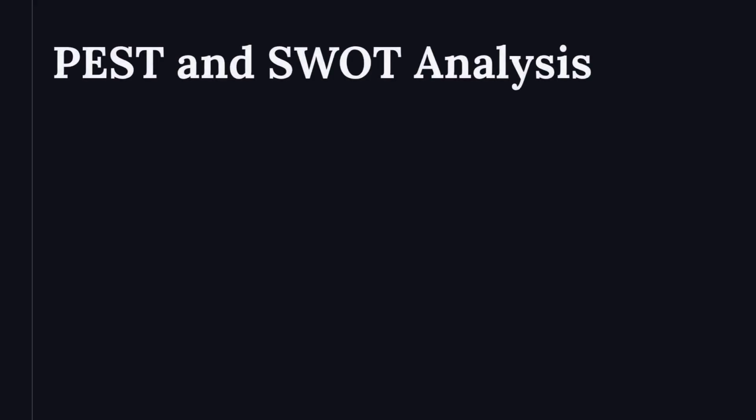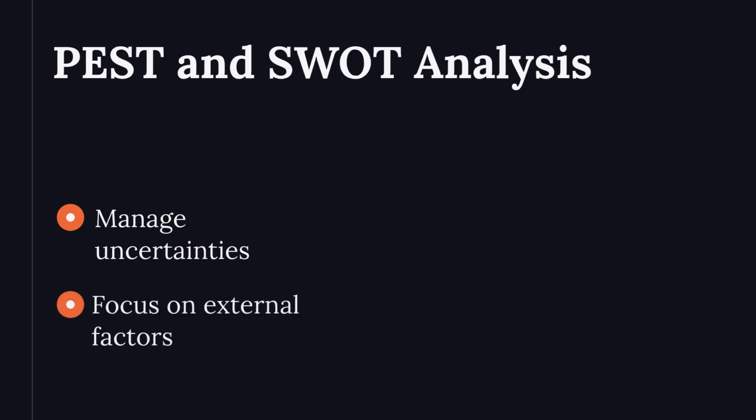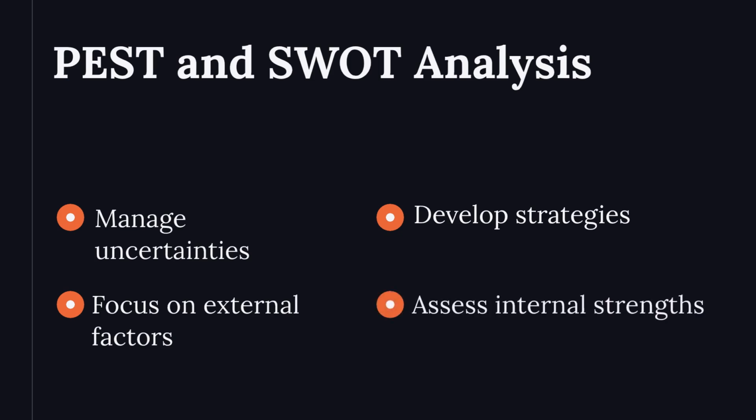PEST and SWOT analyses are extended to manage uncertainties. They help develop contingency plans and mitigation strategies. PEST focuses on external factors like political and economic risks. SWOT assesses internal strengths and weaknesses. Together, they prepare organizations for potential threats.